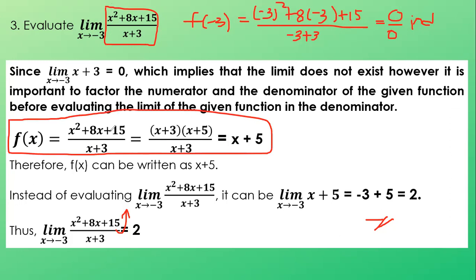So, ito na po yun. X plus 3 times x plus 5, yung factor ng ating numerator. Thus, we can cancel out si x plus 3 and matitira si x plus 5. And then, we could evaluate the value of x is equal to negative 3 using x plus 5. So, negative 3 plus 5. So, our final answer will be positive 2.